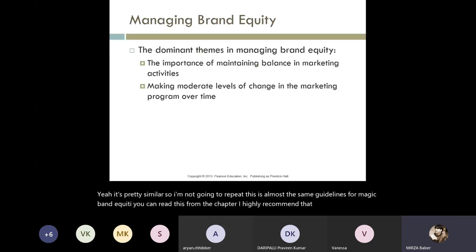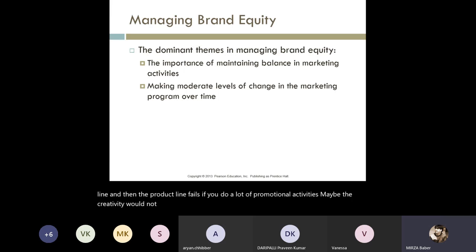So what are the dominant themes in managing brand equity? Number 1 is the importance of maintaining balance in marketing activities. You don't want to spend all your money in promotional activities. Okay, you don't want to spend all your efforts in creating a new product line, and then the product line fails.